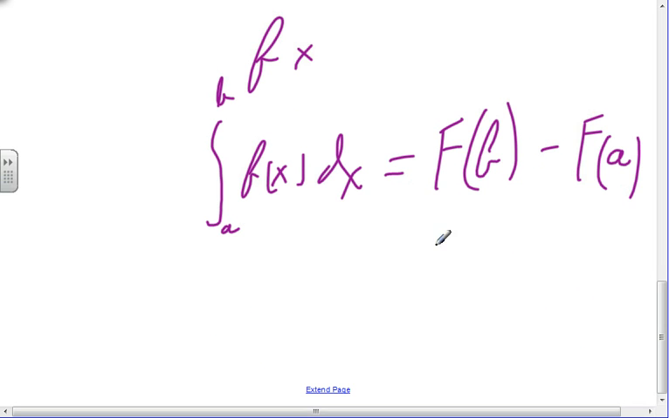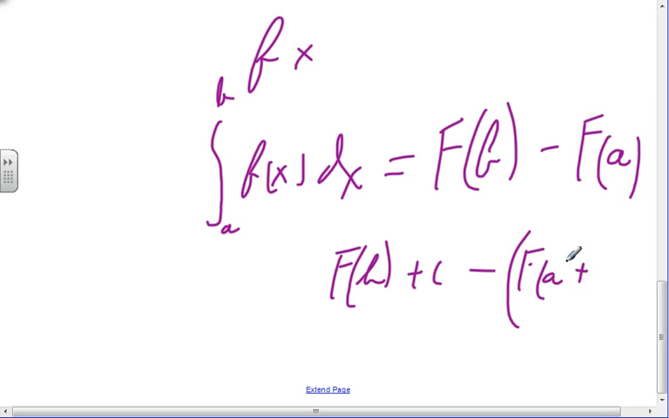Think of it as F of b plus c minus F of a plus c, and now the c's have gone away because I got a plus and minus, and they're no longer there. I don't have to worry about them. And that turns out to be the area under our curve.